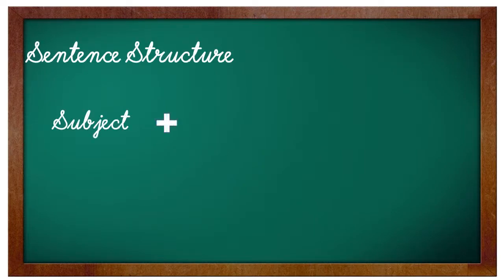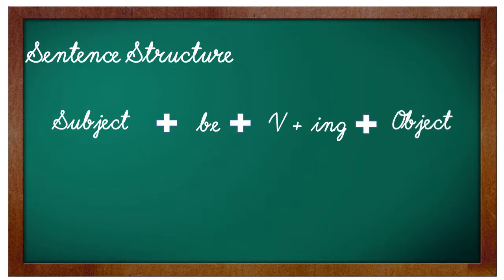Subject plus be form plus verb plus ing plus object. Be form refers to was or were. Now let's see the uses of past continuous tense.